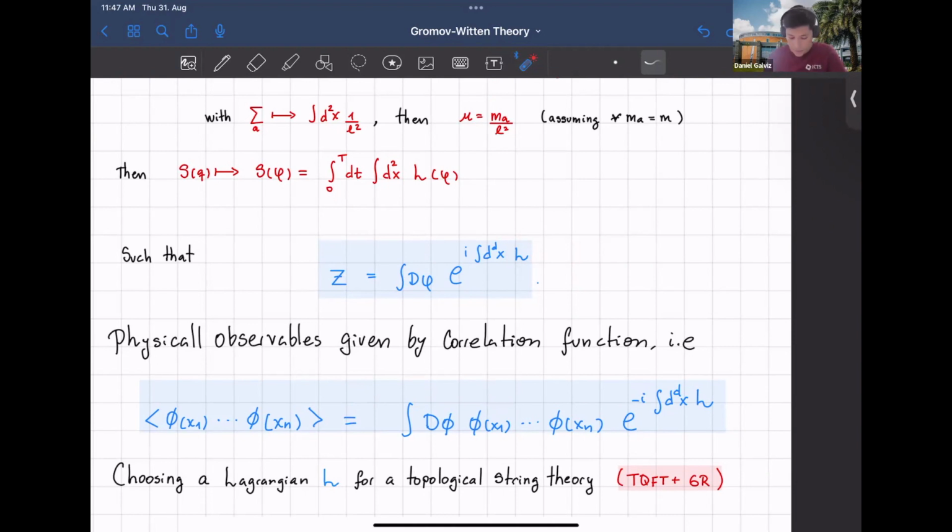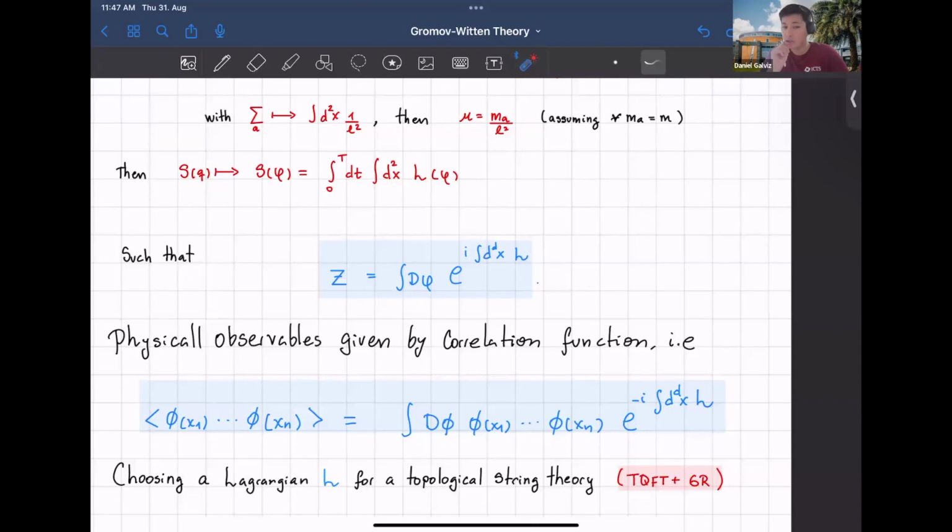And then we will choose this Lagrangian to be a topological string theory. So what is a topological string theory? It's just a topological quantum field theory. I explained already why we want this theory to be topological. So you take a topological quantum field theory and you couple it to gravity. So you include gravity.